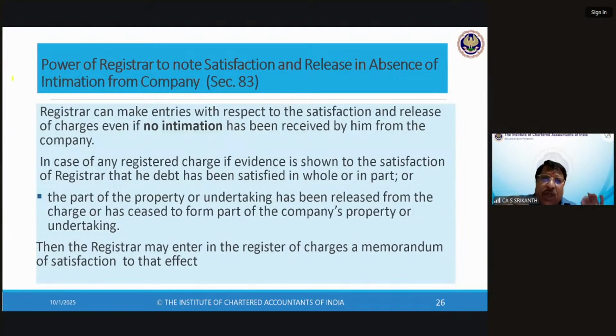Now, going on. Power of registrar. This is very important. I have to put so much emphasis on it. Very important.